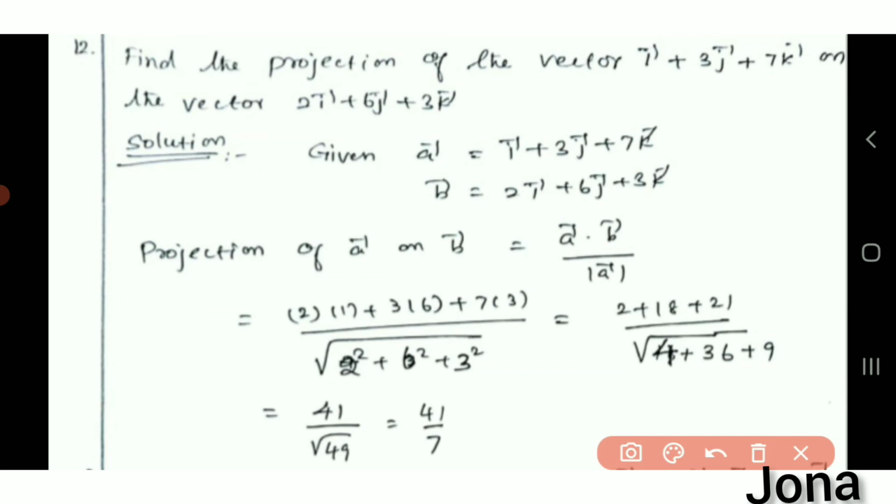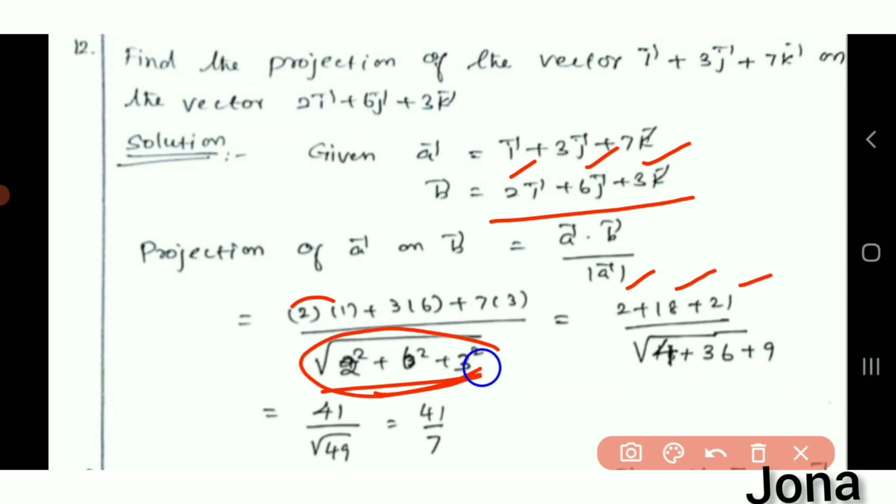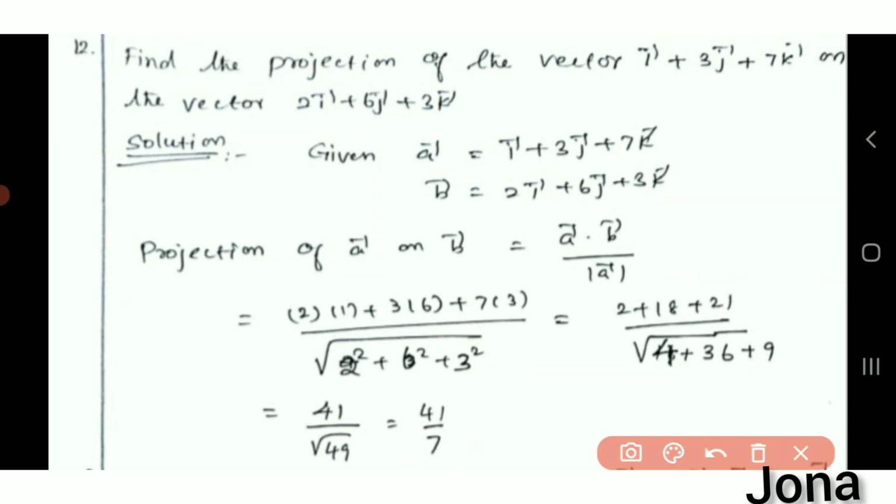We have to take the scalar product in the numerator. So 1 into 2, 3 into 6, 7 into 3. It is divided by the modulus of B vector, the square root of 2 square plus 6 square plus 3 square, in the denominator. Let me simplify this. The numerator we can multiply as usual: 2, 18, 21. At the denominator we have to square first: 4, 36 and 9. If you add everything you will get 49. The square root of 49 is nothing but 7. At the numerator the same thing will be there. So 41 divided by 7 here.